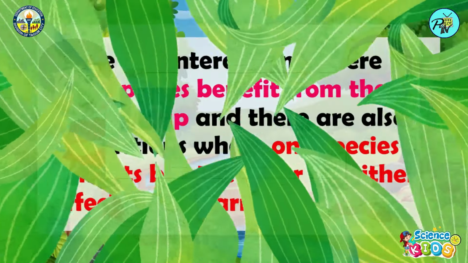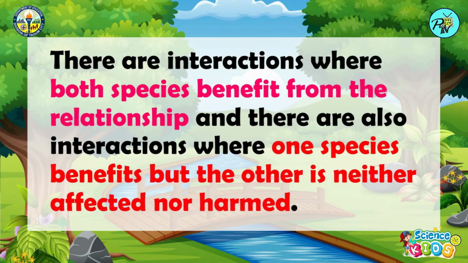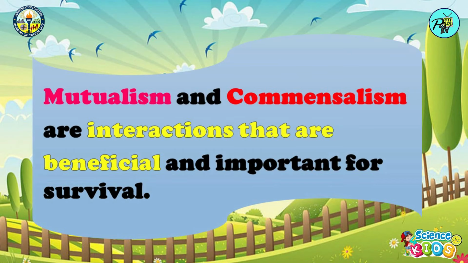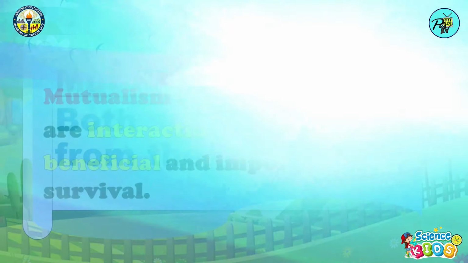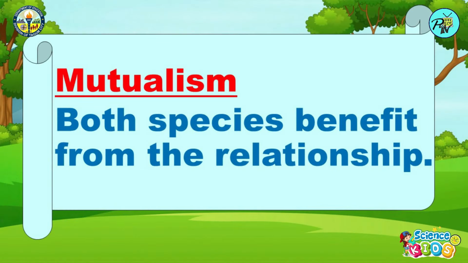There are interactions where both species benefit from the relationship, and there are also interactions where one species benefits but the other is neither affected nor harmed. Mutualism and commensalism are interactions that are beneficial and important for survival. Mutualism is the type of interaction where both species benefit from the relationship.